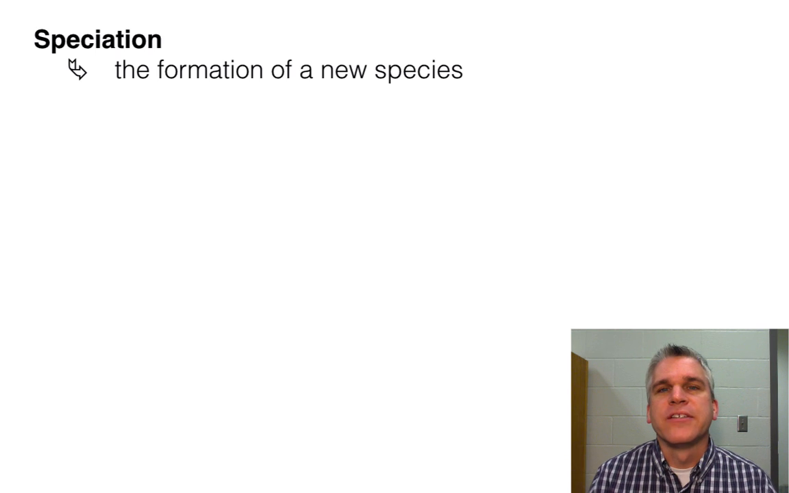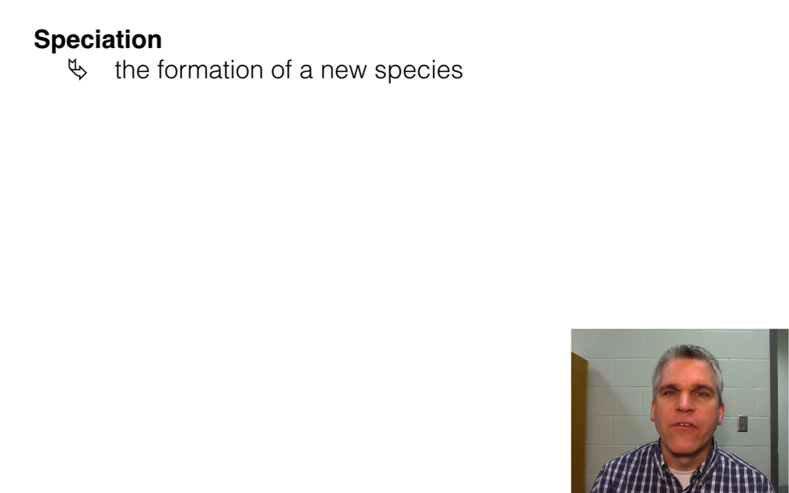Many people wonder, if evolution occurs, then how do new species really form? That's what we're going to talk about today. This is known as speciation, the formation of new species. Now, of course, these species are coming from old species.